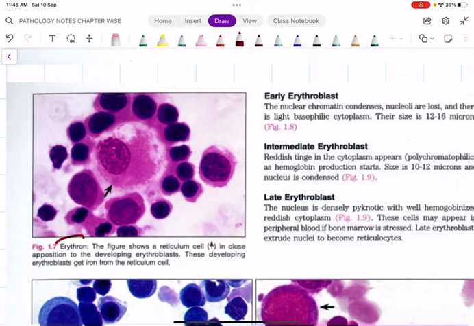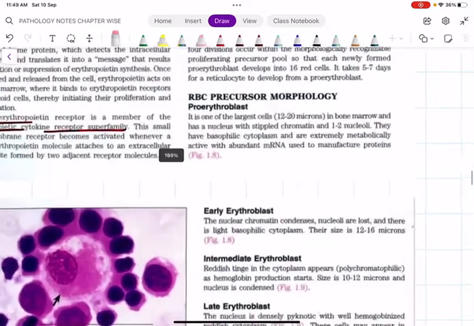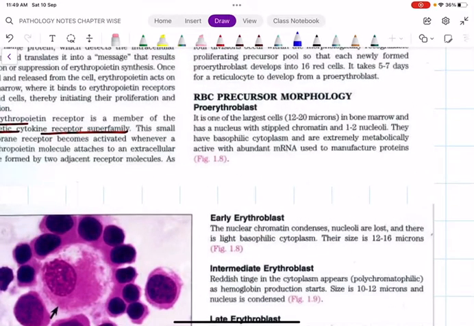Coming into erythron, you can see these dark basophilic cells, these are erythroblasts. You can see a sieve-like structure, that means it is a reticulocyte. So you can see all stages of erythropoiesis in a single group. That is why it is called erythron. It is a population.